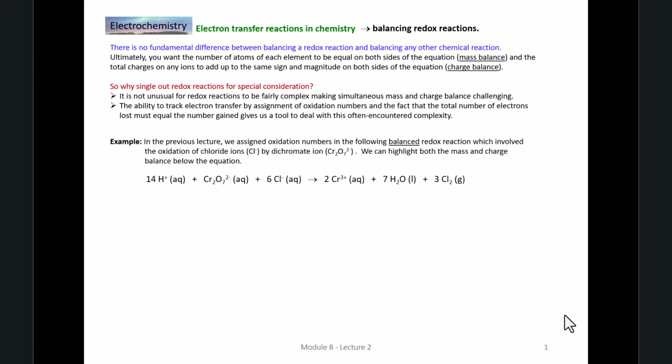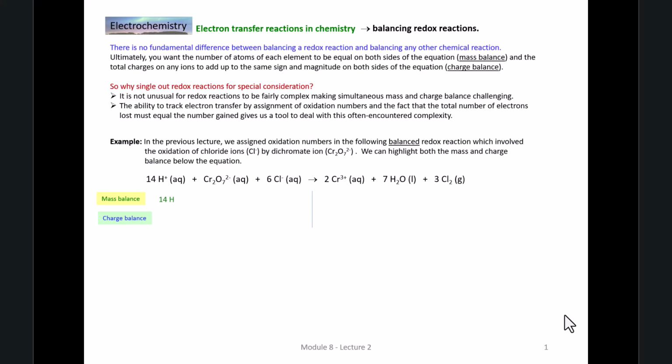Now, in the previous lecture, we assigned oxidation numbers in this balanced redox reaction listed below, which involved the oxidation of chloride ions by dichromate. We can highlight both the mass and the charge balance below the equation. So what I'm going to do here is show you why this is balanced by showing you that it's balanced according to mass and charge. So we'll look at the mass balance, we'll look at the charge balance, and of course by balance we mean the same on the left and on the right of the arrow.